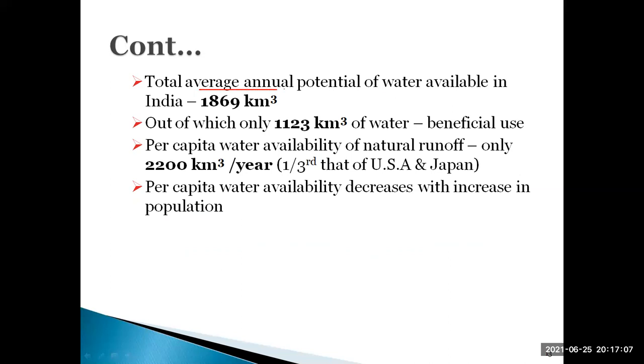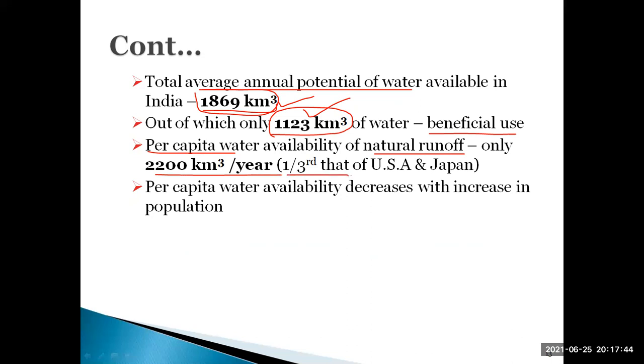The average annual water potential in India is around 1869 kilometer cube. Of this 1869, only 1123 kilometer cube of water is available for beneficial use. Also, the per capita availability of natural runoff is only 2200 cubic meters per year.